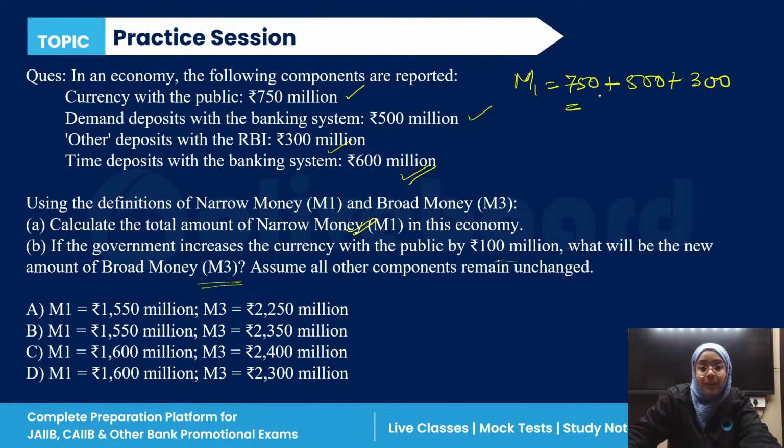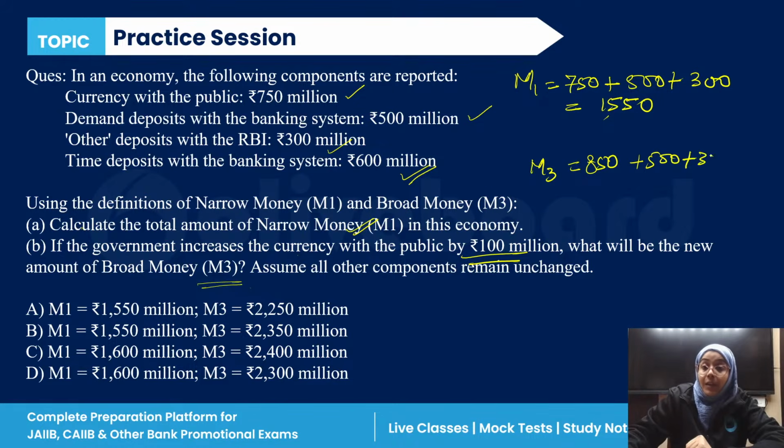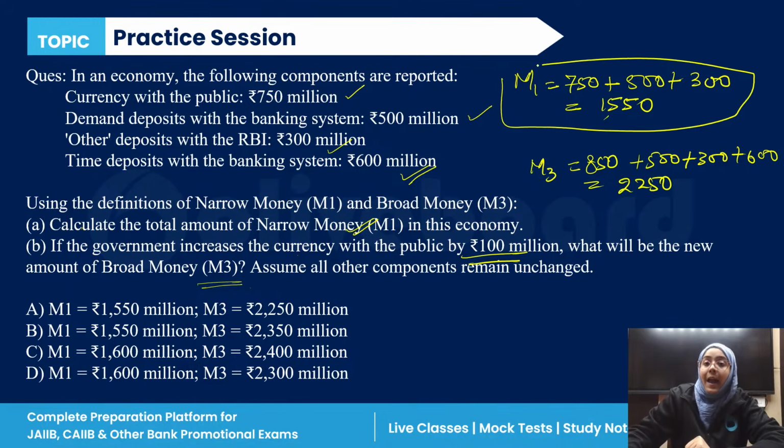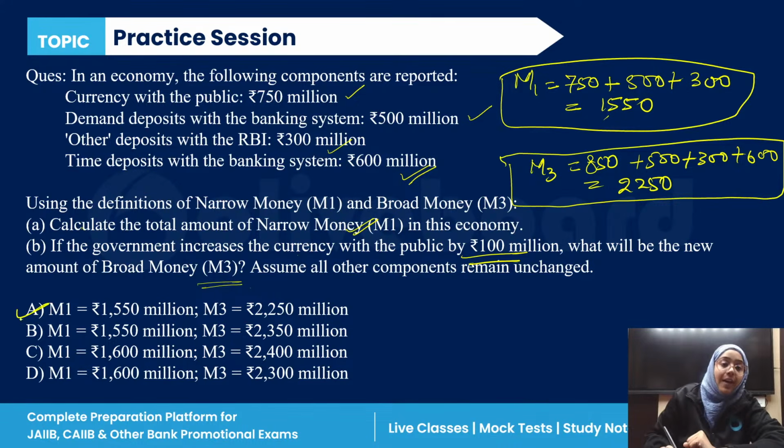So if we talk about this, it is 1550. Now if the government has issued 100 million more in currency, the currency with the public is 750 plus 100, meaning 850, right? And now we have to calculate M3. So M3 is adding all of these: 850 plus 500 plus 300 plus 600. Obviously it is 2250. So this is with the old, and this is when the government has issued the new currency, 2250. So the correct answer is A.